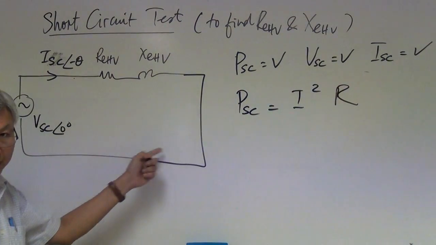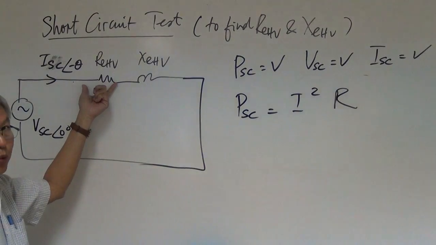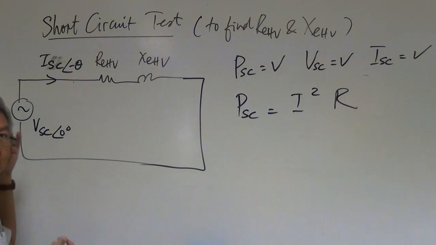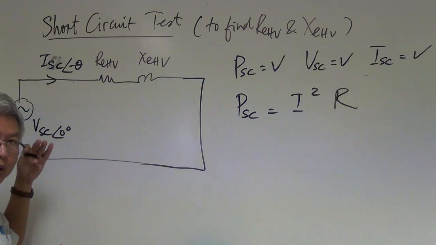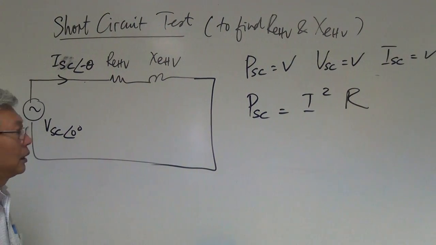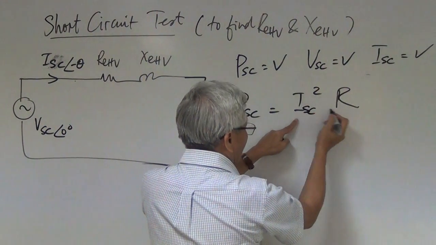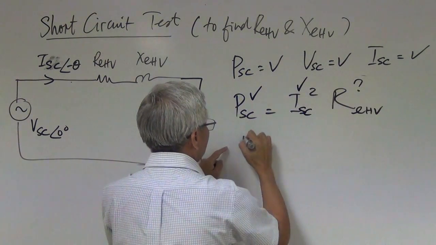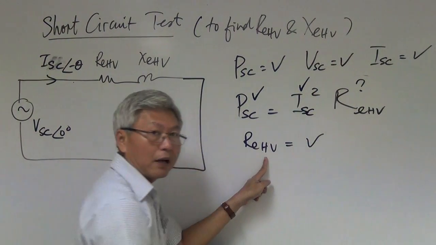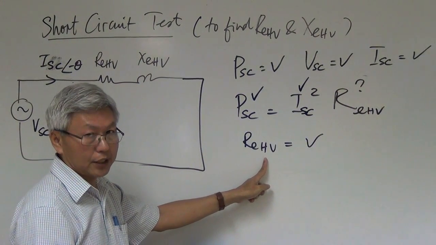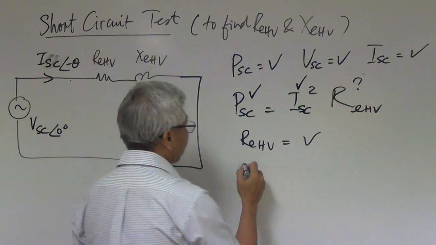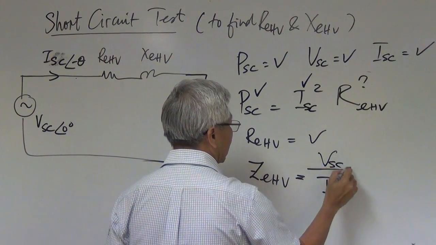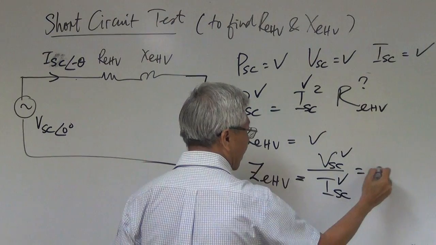Because this is a series circuit, to find the real power, the best formula is I square R. Whereas in the open circuit test just now, the method was V square over R because it was a parallel circuit. Parallel circuit, the best method is V square over R. Series circuit, I square R. Okay, so which I? ISC. Which R? REHV. I have my power meter reading and my ammeter reading, so R can be found. So I found the equivalent winding resistance at the high voltage side. Right? The next step is to find the impedance. Impedance is V over I. Which V? VSC. Which I? ISC. Alright, you got the two readings, right? So that's to be found.